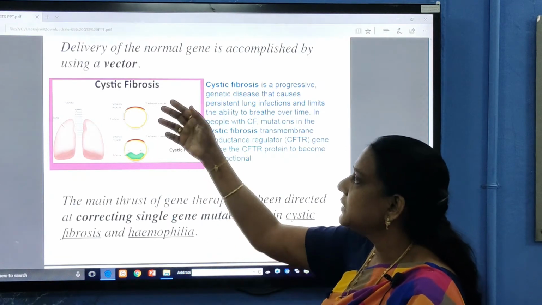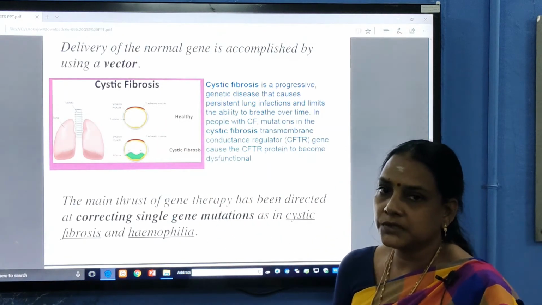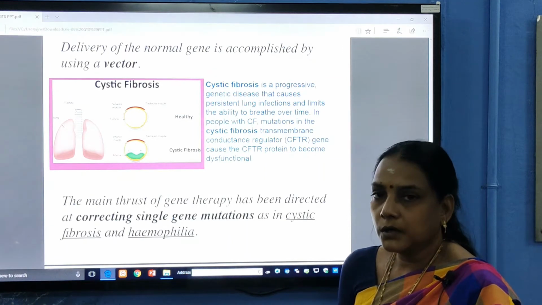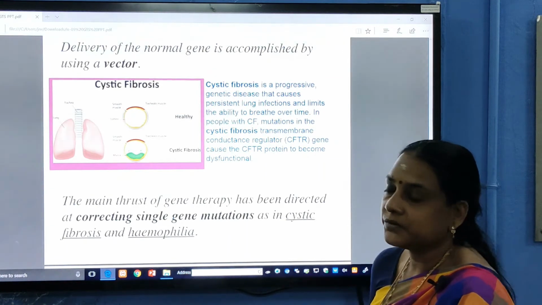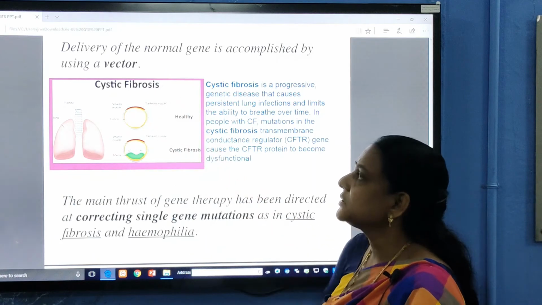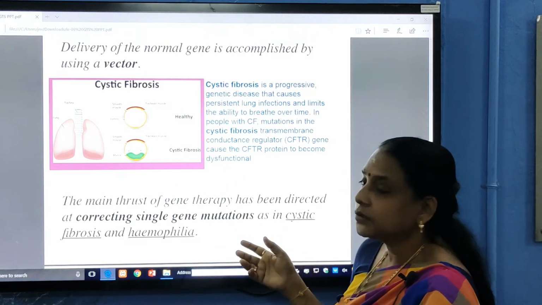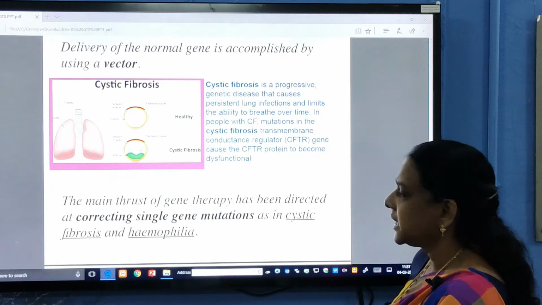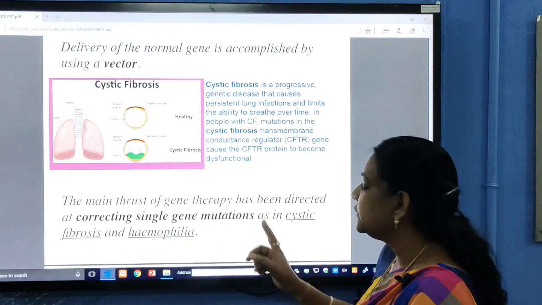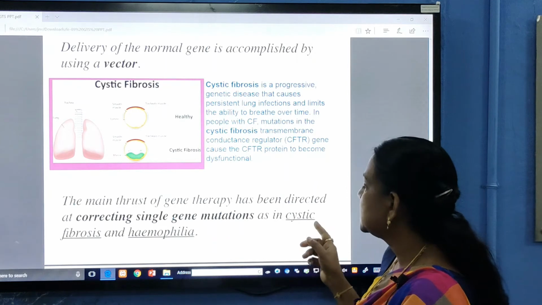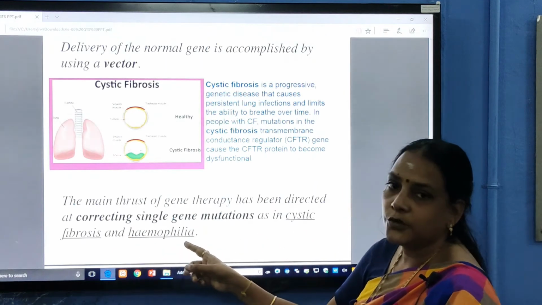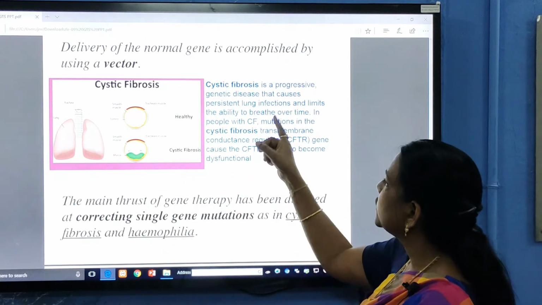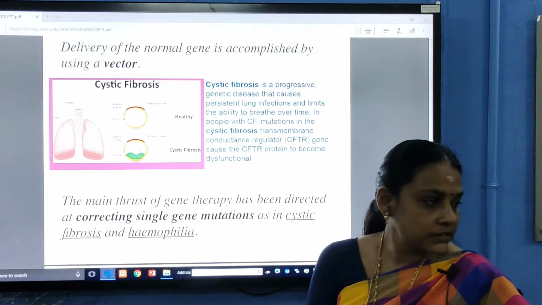So the vector may be a Saccharomyces cerevisiae plasmid, or an E. coli plasmid, or Saccharomyces cerevisiae, the yeast. Okay, so this is used as a vector to cure certain diseases like cystic fibrosis. The main use of gene therapy is for correcting single gene mutations, such as cystic fibrosis and hemophilia.